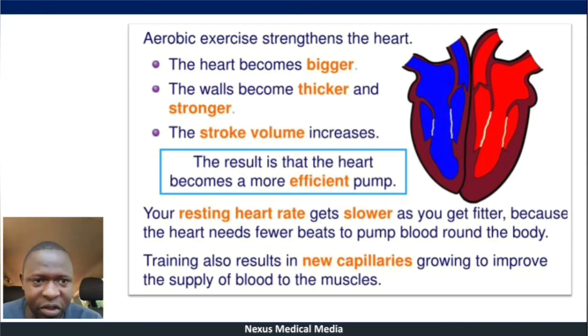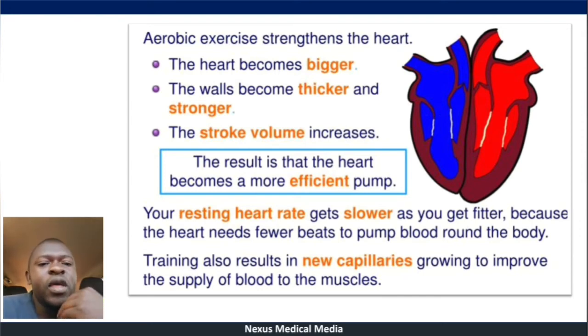So in general, at rest, your heart rate will get slower as you get fitter. The heart rate will be down towards 65, 70, compared to someone who doesn't exercise at all, where you always find the heart rate higher, close to 100. This happens because the heart needs fewer beats to pump blood around, because the stroke volume of a fit person is high, so you don't need to pump a lot. Just a single pump will eject a lot of blood.